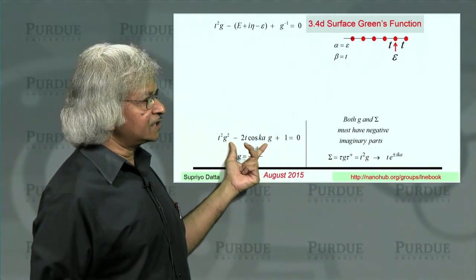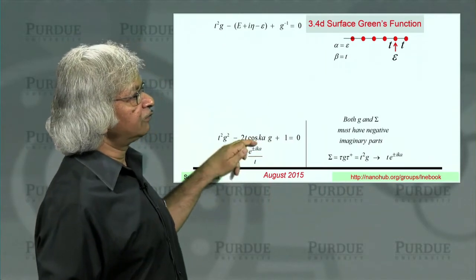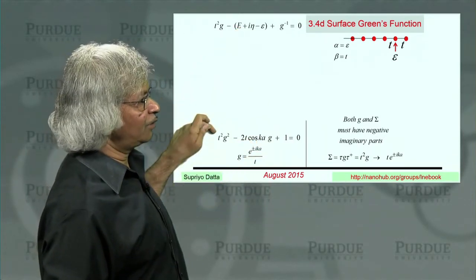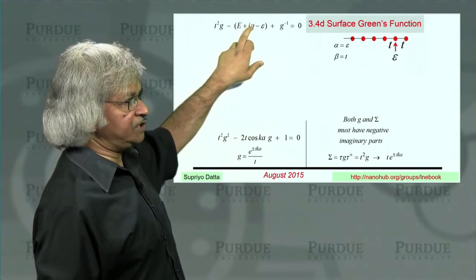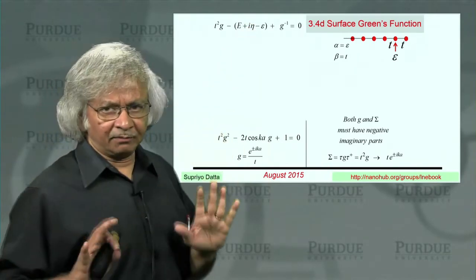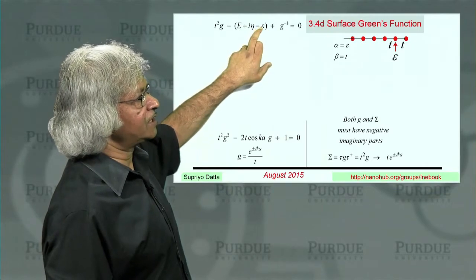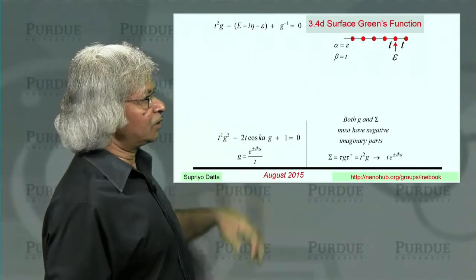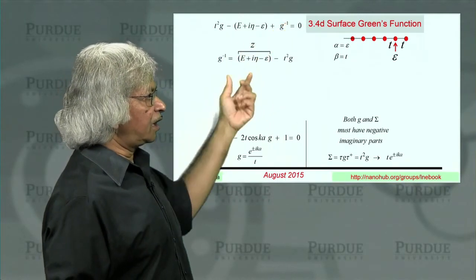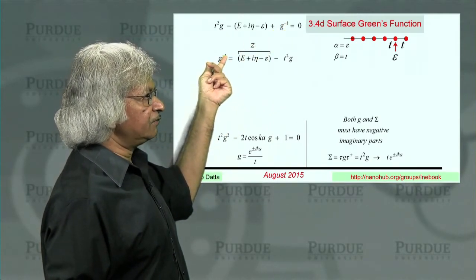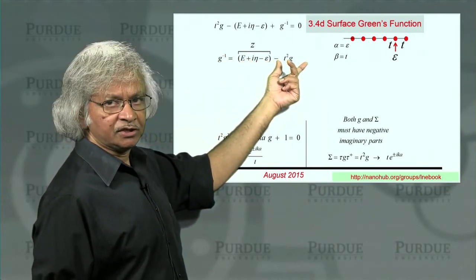if instead of solving this equation, which is what we just did, the quadratic equation, we solve the original one. The original one, you see, this is a quadratic equation, which we got by multiplying this one by G. But supposing we hadn't multiplied it, we just started from here. Then one way to solve this equation is iteratively. That is, what you do is, you say, okay, let's turn it around and write it in this form. G inverse is equal to E plus I eta minus epsilon minus t squared G.